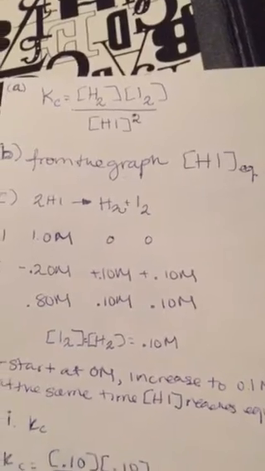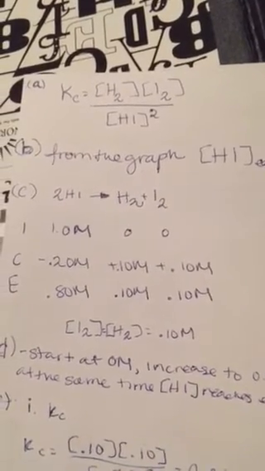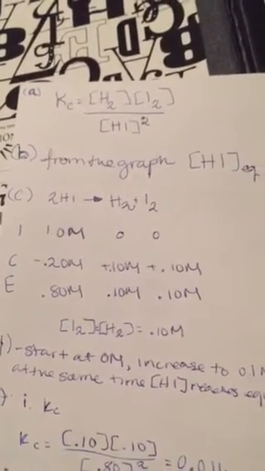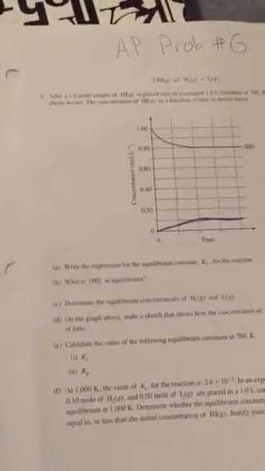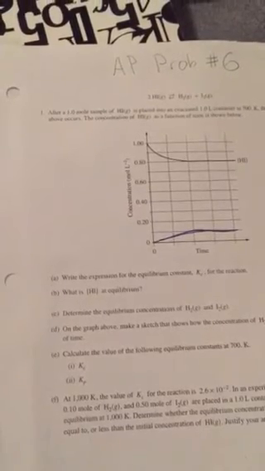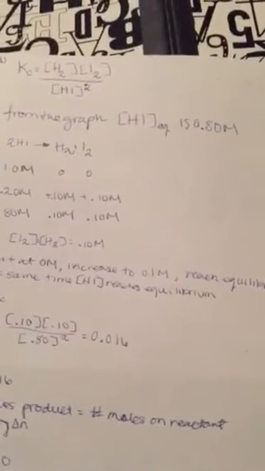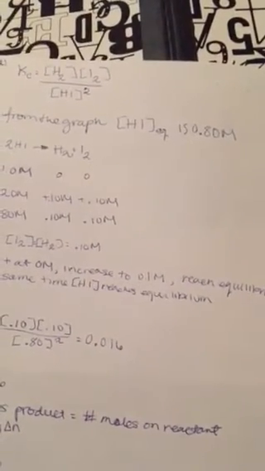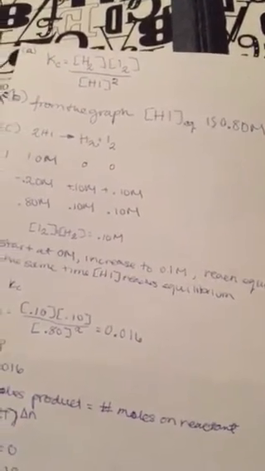And for part B, we had to say what is HI at equilibrium. So from the graph right here, we see that at equilibrium, or where the line is straight on the top curve, it's at 0.80, so HI at equilibrium is 0.80 molarity.